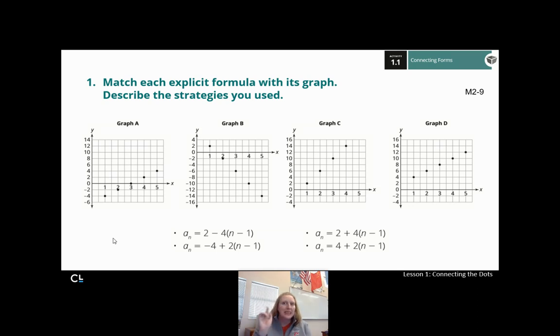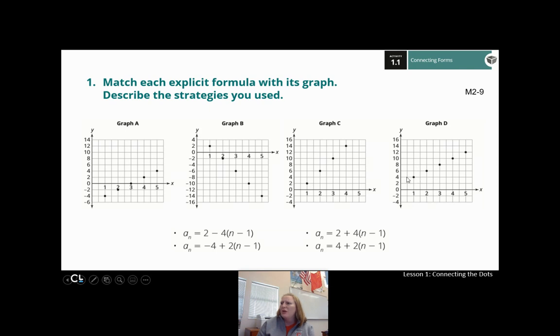All right, let's match this up. So here's the deal. I'm going to start with this first formula right here. I can see that I start with 2. My first term should be 2. That's a -4. That's a 2. Okay, good sign. That's a 2. All right, good sign. So B and C are good.